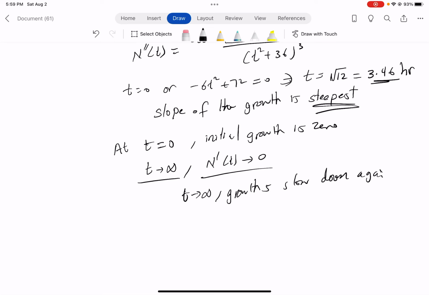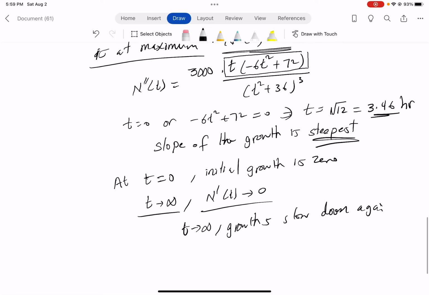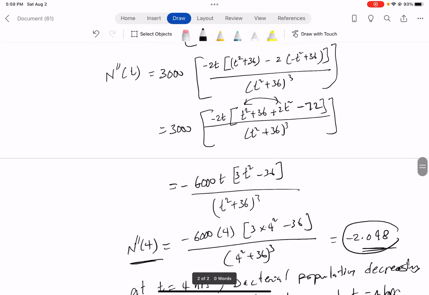Therefore, the fastest growth we found at time equal to 3.46 hours. The slowest growth happened at two times: when time is equal to 0, at the very beginning, and when it is a very, very large time, when time is equal to infinity. Okay? So these are the things for this example.